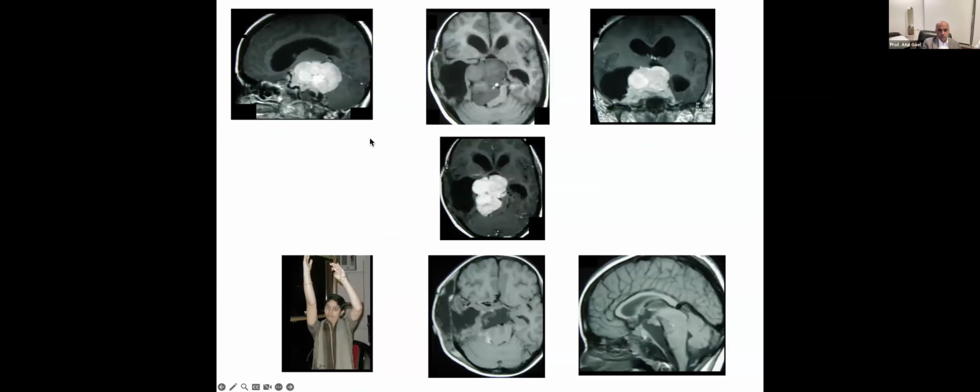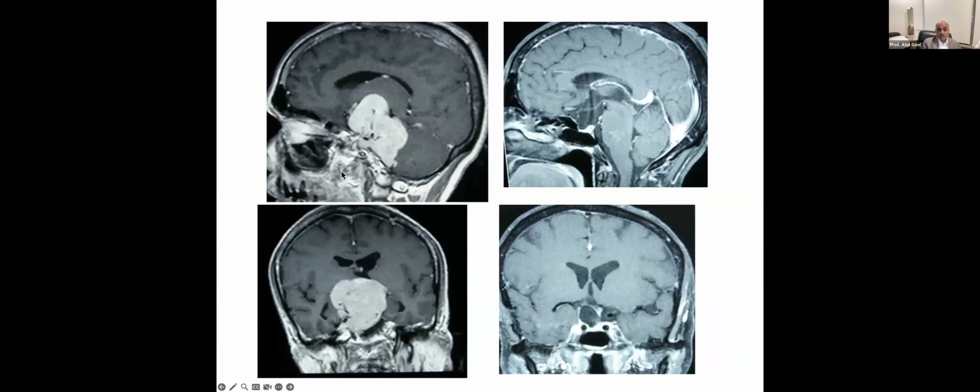You see this vascular tumor, the vascularity arises from the posterior wall of the cavernous sinus. At that time, I described that middle fossa approach, get the vascularity and remove this tumor. So this is what I used to do.